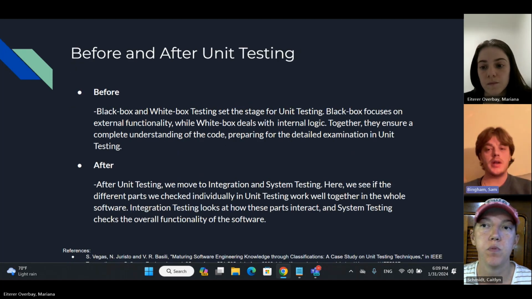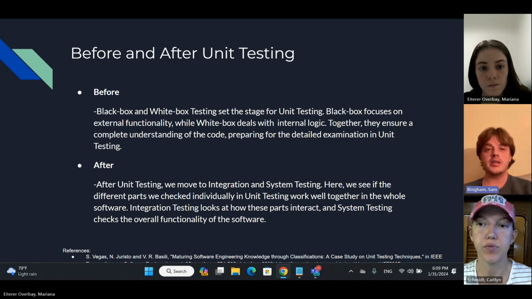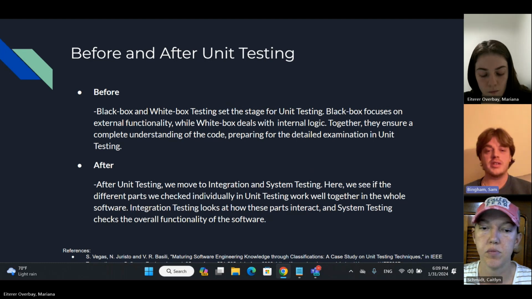So, the techniques before and after unit testing. Before, we have black box and white box testing. Black box focuses on the external functionality, while white box deals with the internal logic, and together they help get a complete understanding of the code and prepare for unit testing. And after, you move to integration and system testing, where you take all the pieces that you checked in unit testing and see if they work well together as a whole.